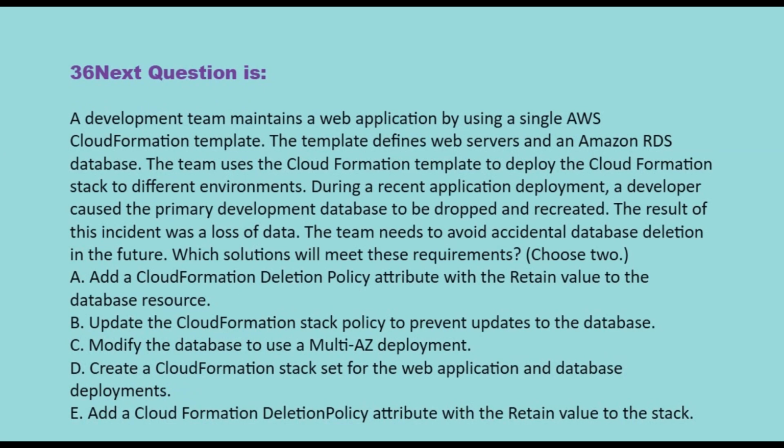Question is, a development team maintains a web application by using a single AWS CloudFormation template. The template defines web servers and an Amazon RDS database. The team uses the CloudFormation template to deploy the CloudFormation stack to different environments. During a recent application deployment, a developer caused the primary development database to be dropped and recreated. The result of this incident was a loss of data. The team needs to avoid accidental database deletion in the future. Which solution will meet these requirements?